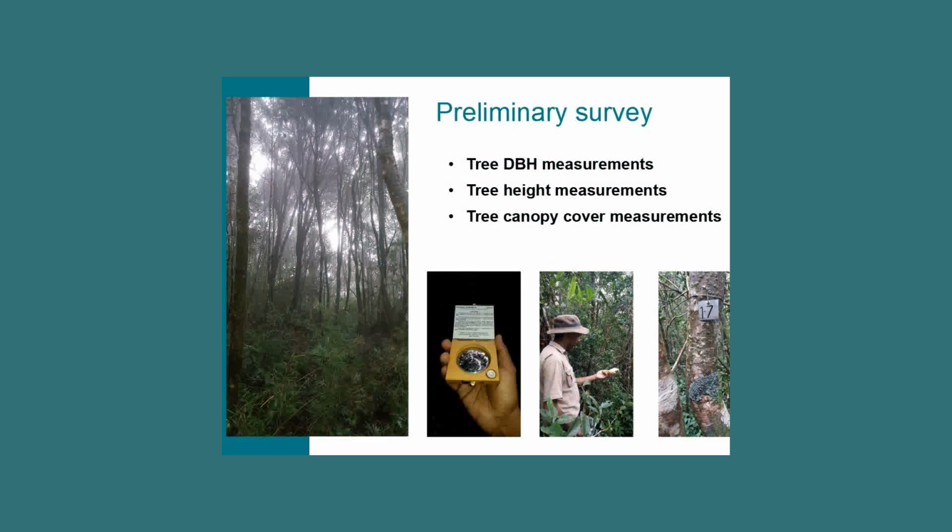We did a preliminary survey before we started the experiment. We identified the trees with a DBH above 5 centimeters for future measurements. We measured the DBH of each tree within the 120 by 40 meter area, and we tagged those trees with a unique number. And we have monitored the lichen on those trees.